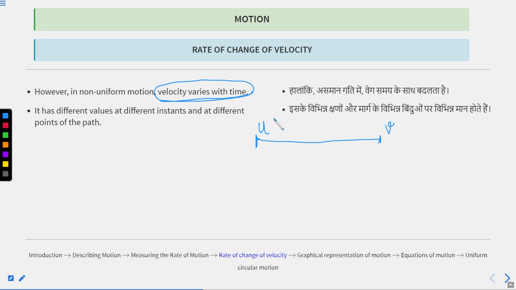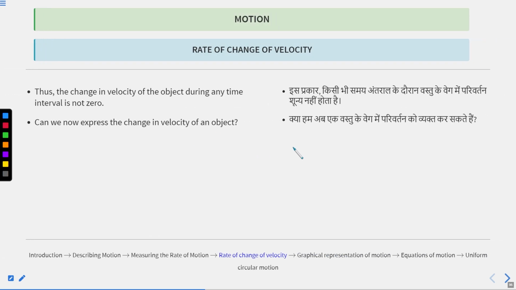Velocity changes with time. It has a different value at different instants and different points of the path. Along this path, at different points, the velocity value will be different. And thus, the change of velocity of the object during any time in non-uniform motion is not zero.